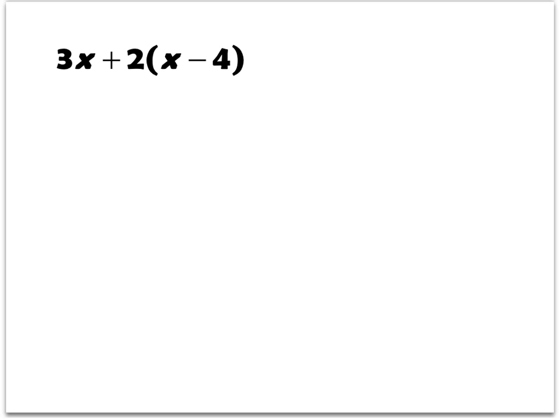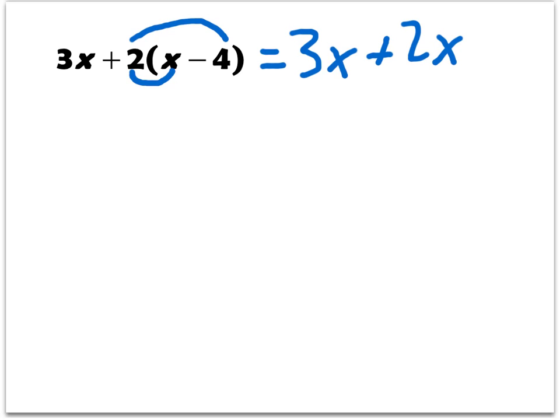Now here's another one that at first glance doesn't look like there's much that we can combine, but we can first distribute. What we mean by distribute is let's take the 2 times the x and the 2 times the negative 4. So what we have here is 3x plus 2x. 2 times a negative 4 is a negative 8. And now we can combine like terms to get 5x minus 8. So there we go. We went from using 1, 2, 3, 4, 5 symbols down to 2, and so we've simplified things quite a bit.